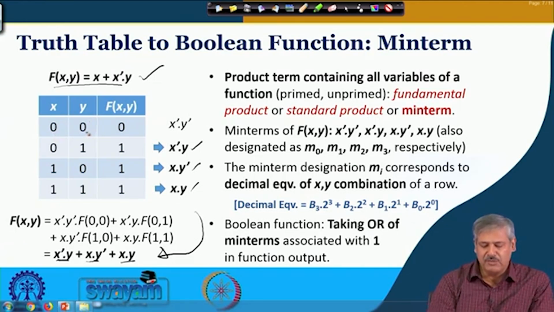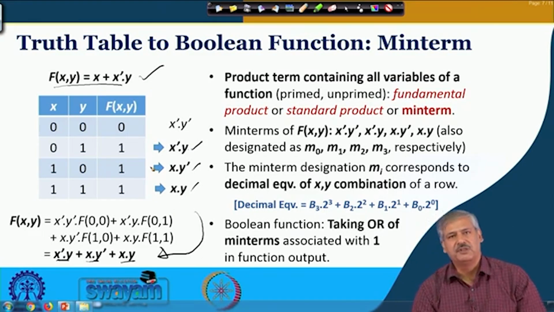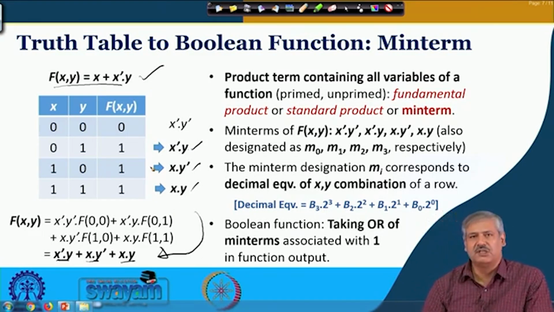And another interesting thing is if you look at the x y combination. When x and y both are 0, the corresponding term is x prime y prime. And for 0 1, x is 0, so this is x prime, and y is just the uncomplemented version. When x is 1 and y is 0, this is x y prime, and when both of them are 1, both are uncomplemented. So, these are the corresponding terms that we get, which are also called min terms, in this two variable problem.